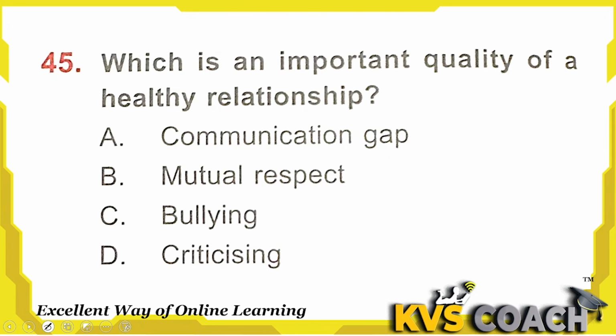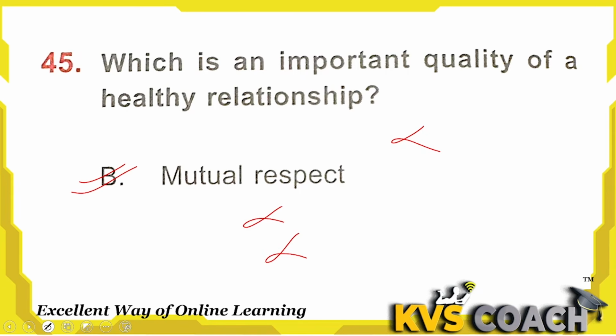Next is, which is an important quality of a healthy relationship? That is mutual respect. Right answer here. Communication gap always makes differences. Bullying and criticizing, this is also very wrong. B is the right answer here.